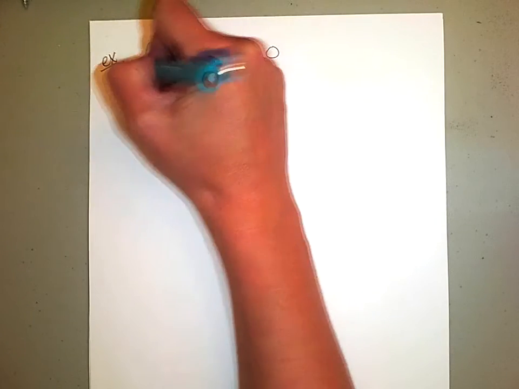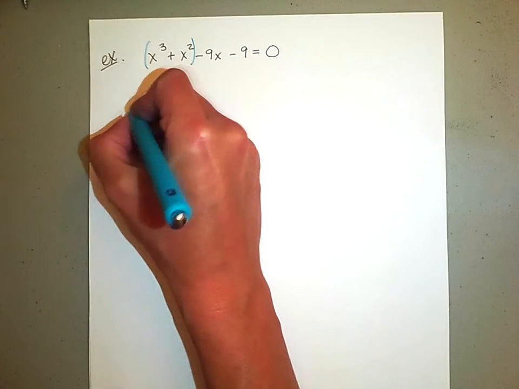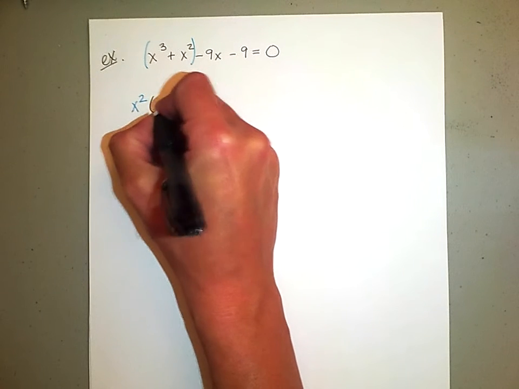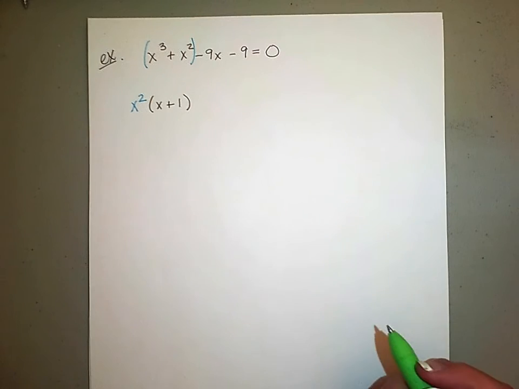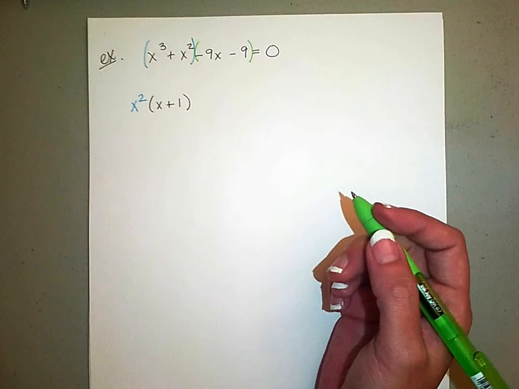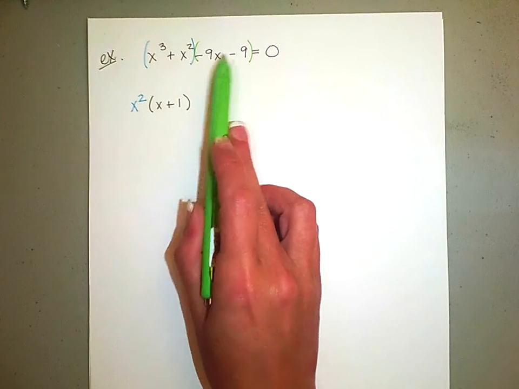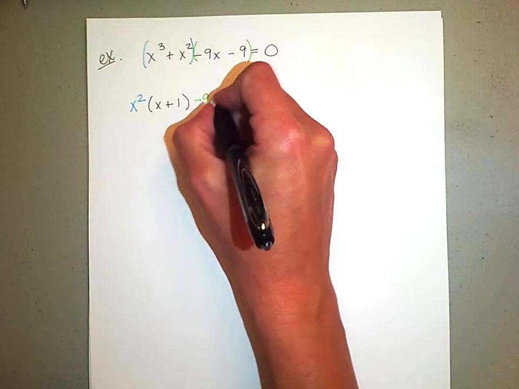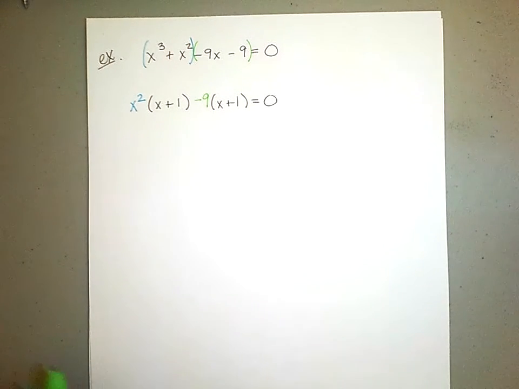However, if I was to group them like this, looking at the first 2 terms, there is a greatest common factor of x squared, which would leave behind an x plus 1. If I would look at these 2 terms, the greatest common factor there is 9, but not just 9, there's also a negative 9. Okay, so I could pull out the minus 9, leaving behind the x plus 1. And don't forget the equals 0.